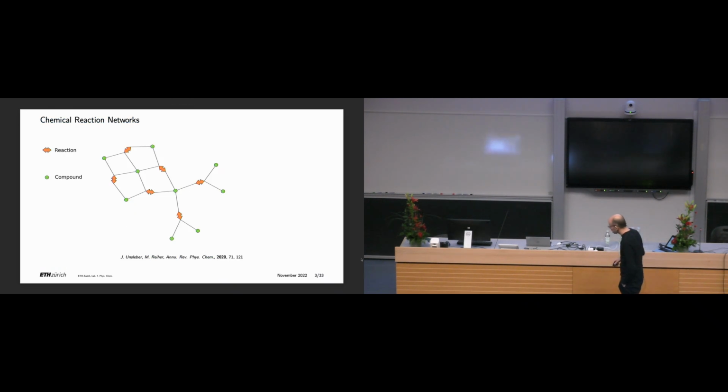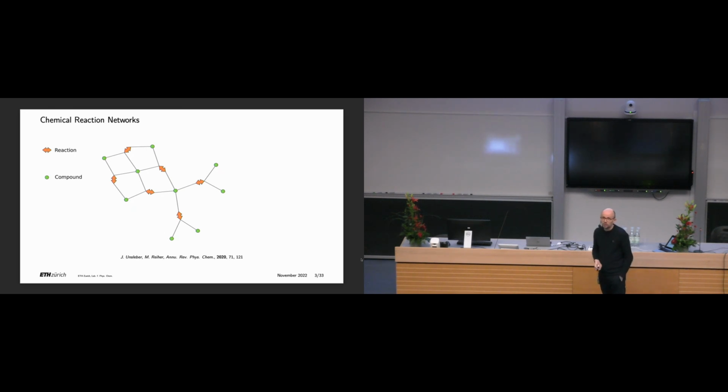Let me introduce a bit of notation. So this is a sketch of a network. So we have reactions and we have compounds. In chemistry, this is how we think about chemical transformations, right? You start from some sort of compounds here, indicated by the green dots. There will be a reaction forming new compounds indicated by this dot.